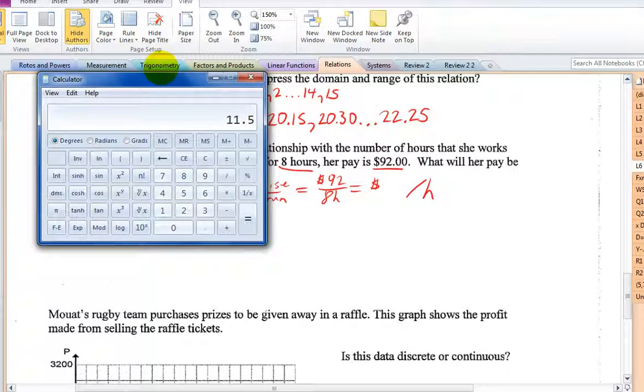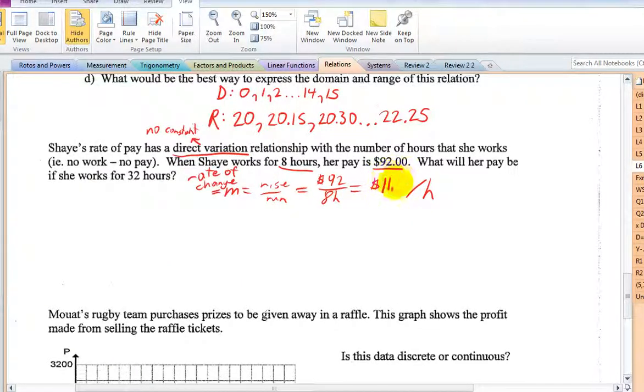What number did you write down? Who wrote down 11.5? Hands up. Really? Who wrote down 11.50 like they should have? Hands up. Yeah, money has 2 decimals, folks. Just because your calculator doesn't put the 0 because it doesn't need to, you should know that money needs 2 decimals. So be careful.